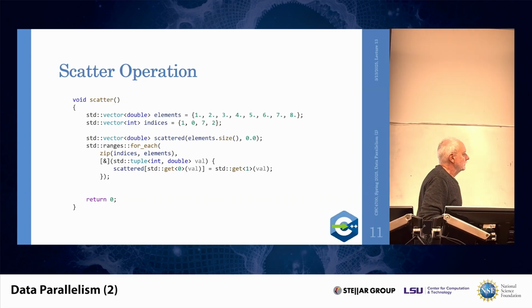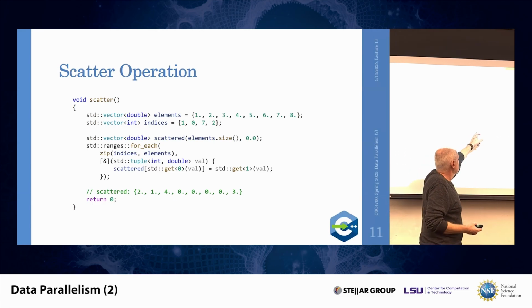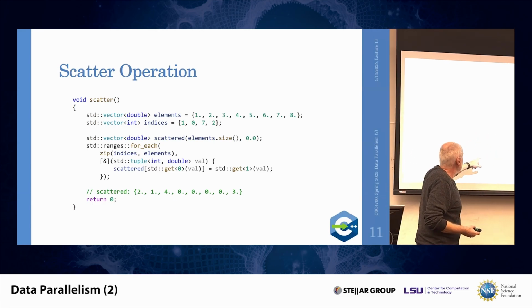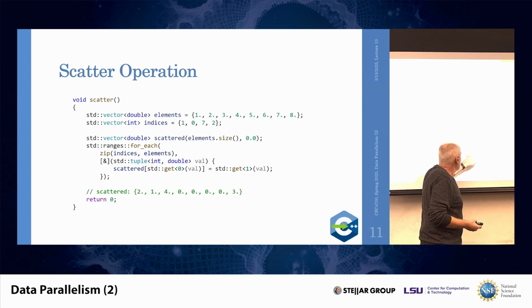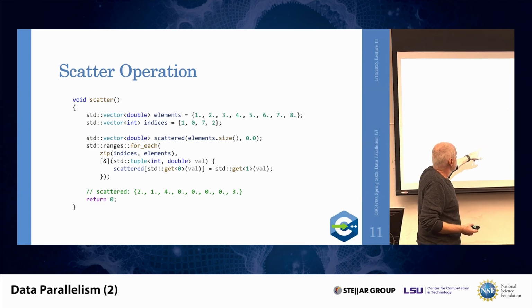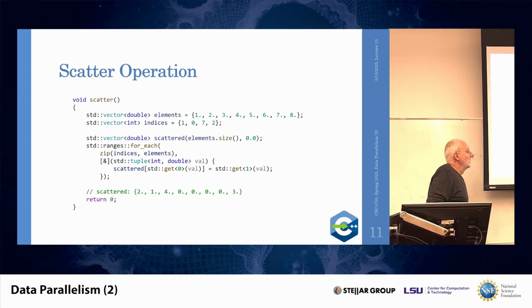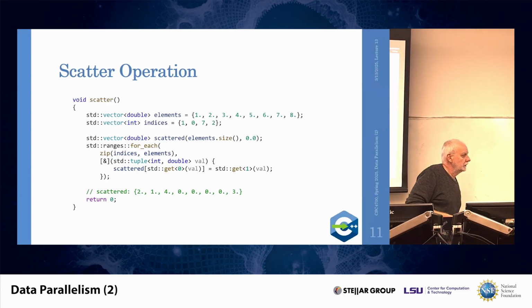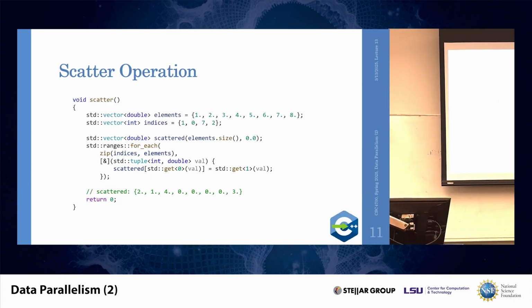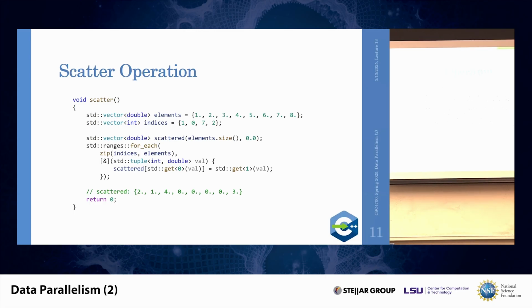Well, this is the expected result. And since I initialized my elements in the scattered out array to 0, you see that we had 4 indices in the input. Now 4 elements in the output are being initialized with the values from the inputs. Fairly straightforward stuff.